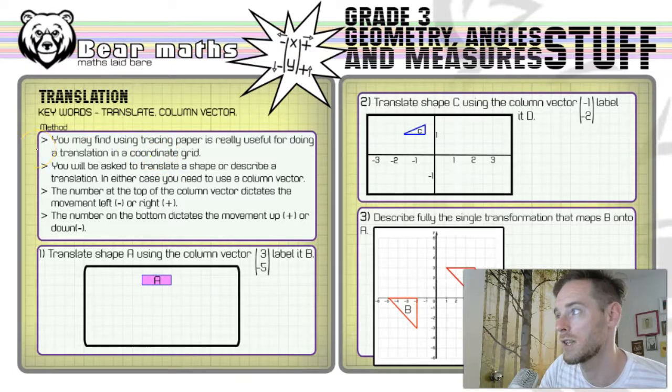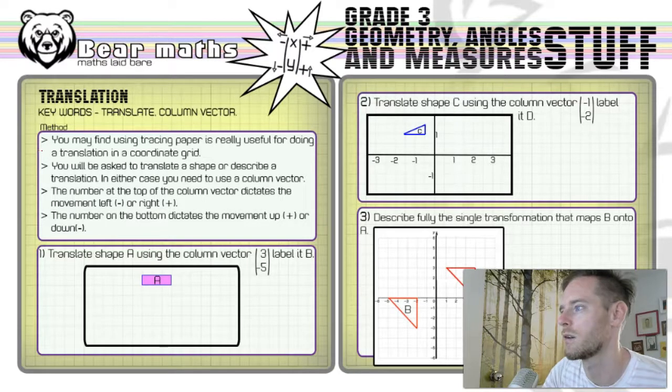So again, I've stated you might find tracing paper a useful tool to do this. Again, not something I've got the luxury of in the computer. And you'll either be asked to translate or describe a translation. In either case, you're going to need to use a column vector. Either use the given one, or state what the column vector is. And I've told you what the number on the top does. I've told you what the number on the bottom does. Okay, so number on the top, movement left or right. Number on the bottom, movement up or down.